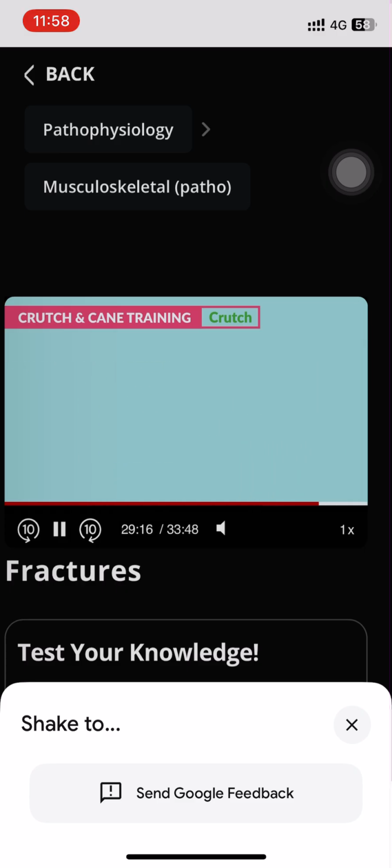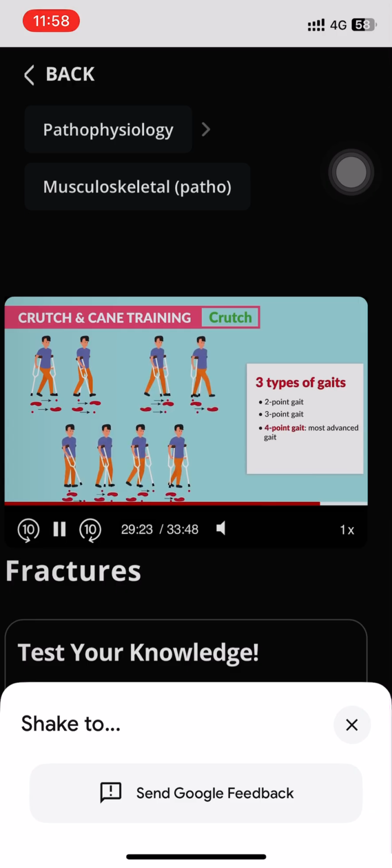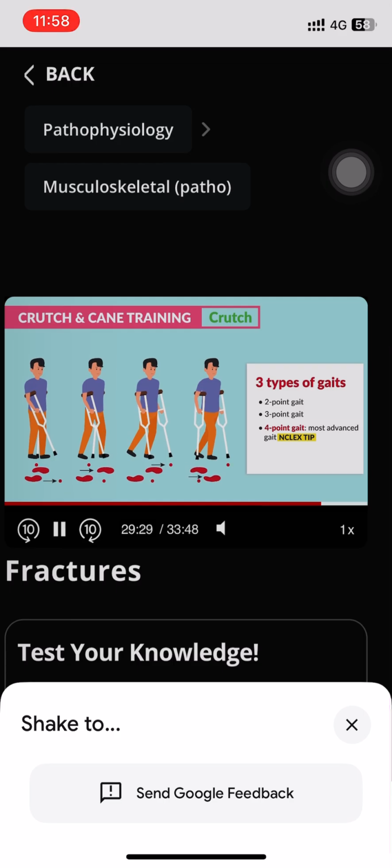Now a little side note here. There are 3 types of gaits. We have a 2-point gait, a 3-point gait, and a 4-point gait. Which is the most advanced gait? So a big NCLEX tip. A 4-point gait, write this down, most closely resembles normal walking. So it's typically used for clients with leg weakness who can bear weight on both legs.